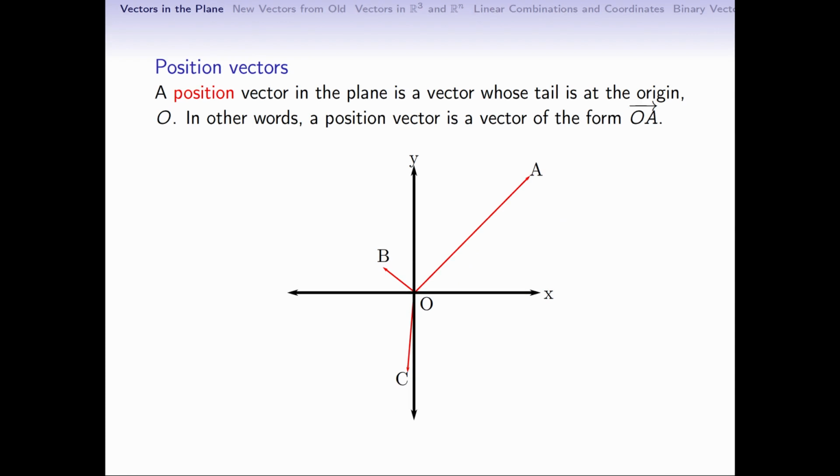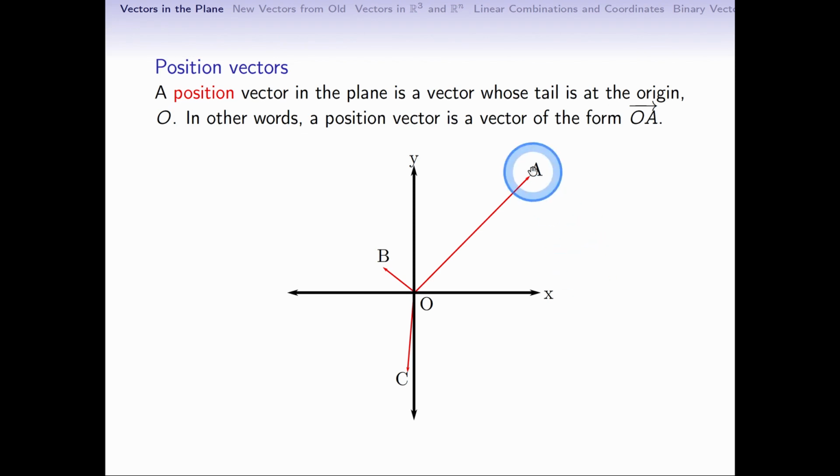An important thing to take away from this discussion is that there's a natural correspondence between position vectors and points in the plane. If I hand you a point in the plane, say A, this gives rise to the position vector that goes from O to A. On the other hand, if I give you the position vector, you can see where the head of that arrow is, and that will give you the point in the plane that the arrow is pointing to. Again, there's a natural correspondence between position vectors and points in the plane.